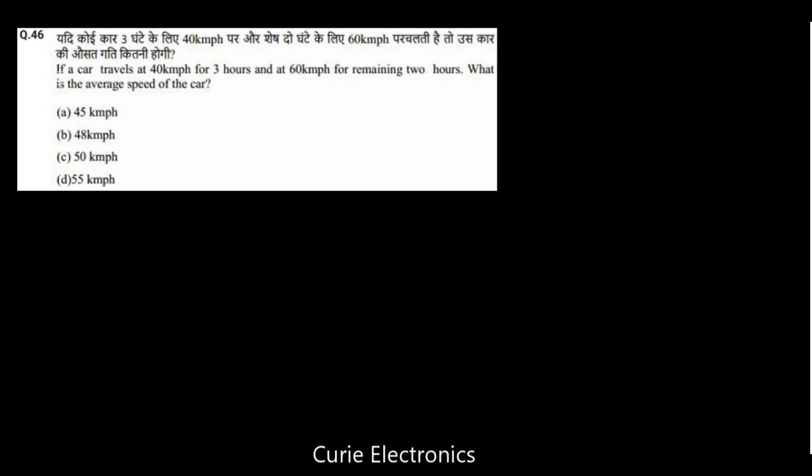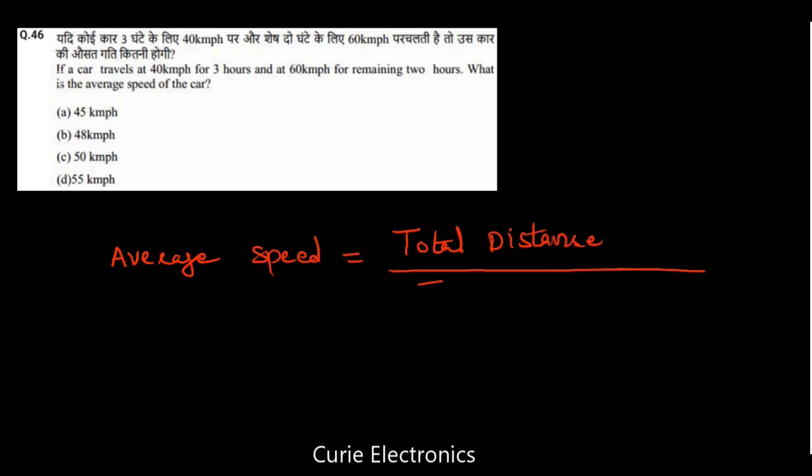If a car travels at 40 km per hour for 3 hours and at 60 km per hour for the remaining 2 hours, what is the average speed of the car? Most of us will add these numbers and take the average. That is wrong. Average speed is the total distance upon total time. That is the equation of average speed.